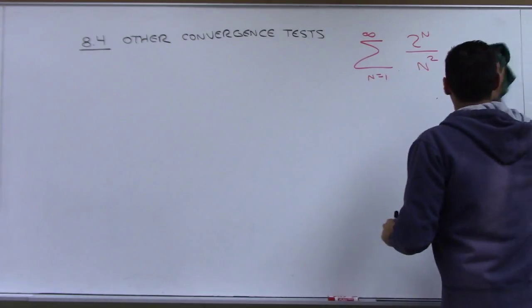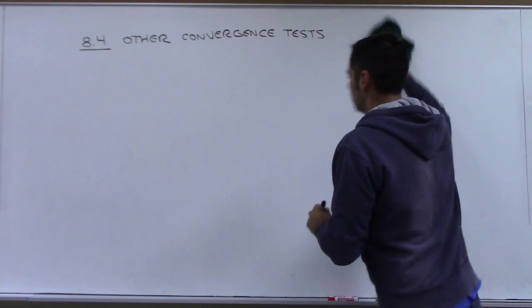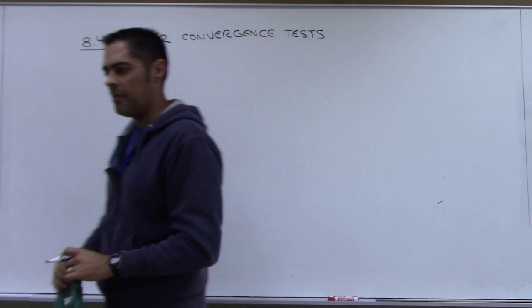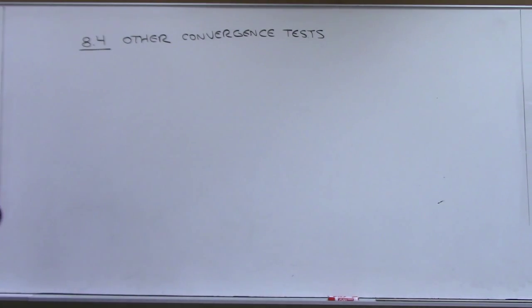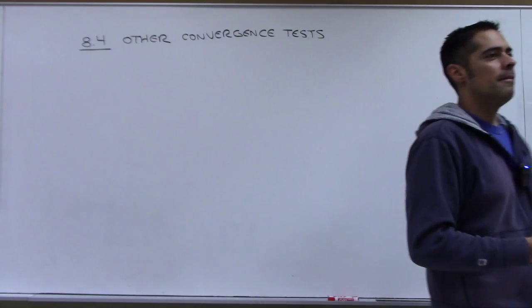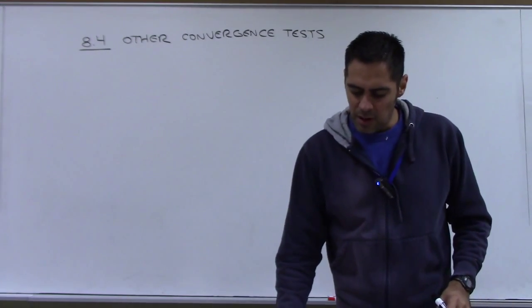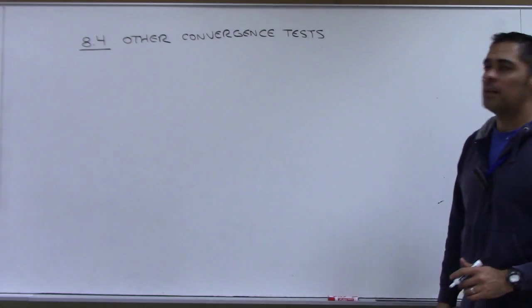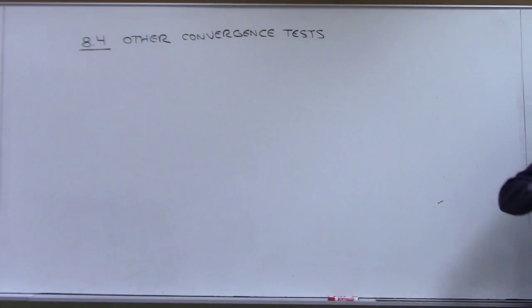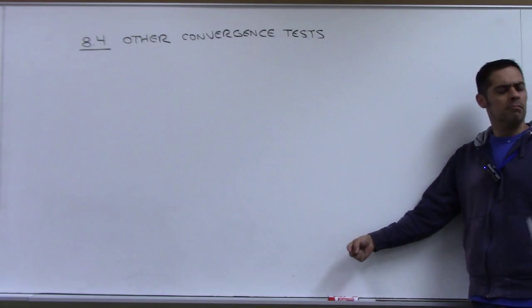So that cheat sheet that you're allowed to use with all the different tests on it, right? Which tests are still on there that we haven't talked about? The ratio, the root, the alternating series, and then something, absolute value thing at the bottom, right? So what I'd like to talk about, and I'm only going to do this first part of 8.4, we'll do the rest of 8.4 next Thursday.